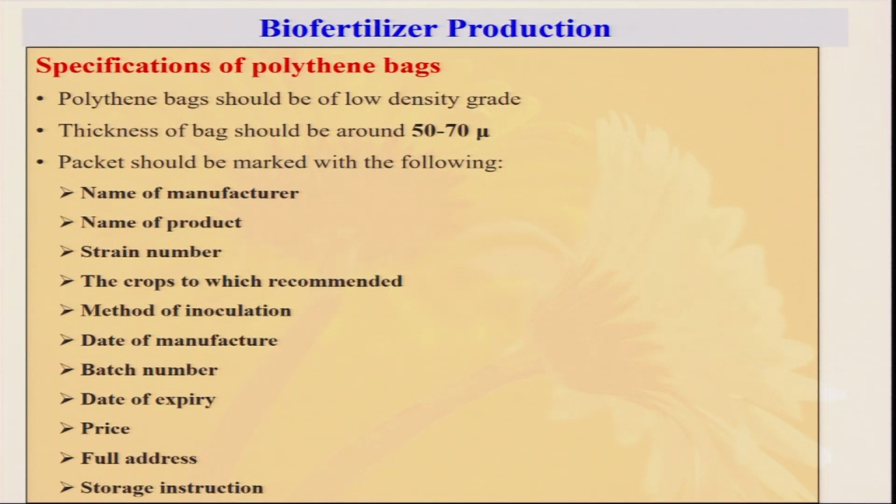Now, what is the biofertilizer production? What should be on the polythene bag? It should always have the name of the manufacturer, so that farmers can go to where it has been produced. It is produced locally or very high. The name of the product, the strain number, and the crops to which it is recommended should be there.